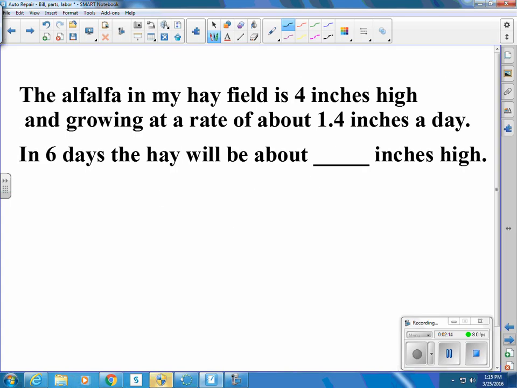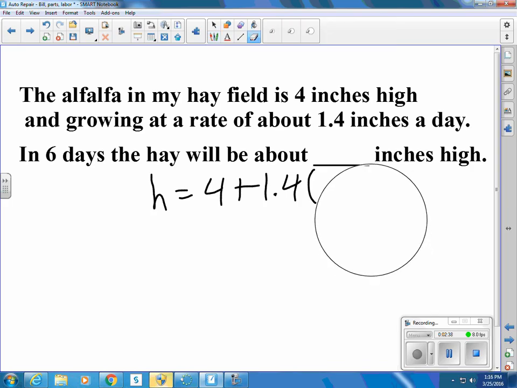The alfalfa in my hayfield is 4 inches high and growing at a rate of 1.4 inches a day. In 6 days, the hay will be about how tall? So the height of my alfalfa is equal to how tall it is now plus how tall it grows every day. 1.4 inches per day times the number of days. We'll just write that in general for now. We'll leave it as D.